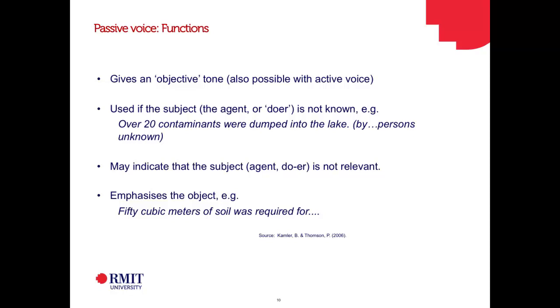So what are the basic functions of the passive voice? Well, first, it gives a feeling of objectivity, and second, it's used if the subject is unknown. For example, "Over 20 contaminants were dumped into the lake." This actually highlights the contaminants rather than the people who dumped them. That's not so interesting in this case. So it indicates what's most relevant to the research.